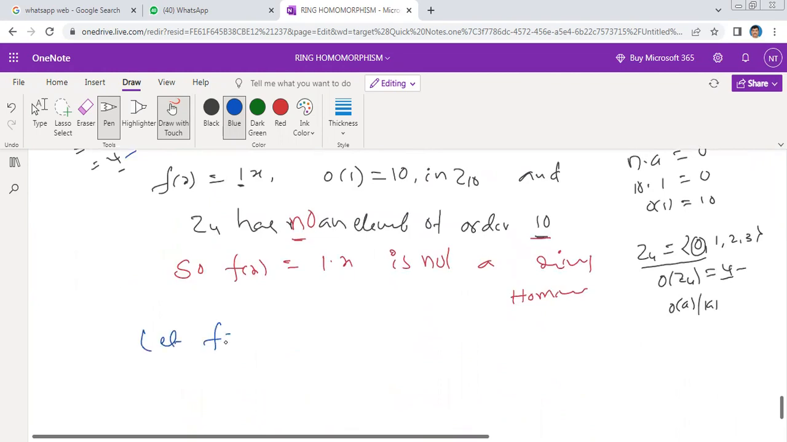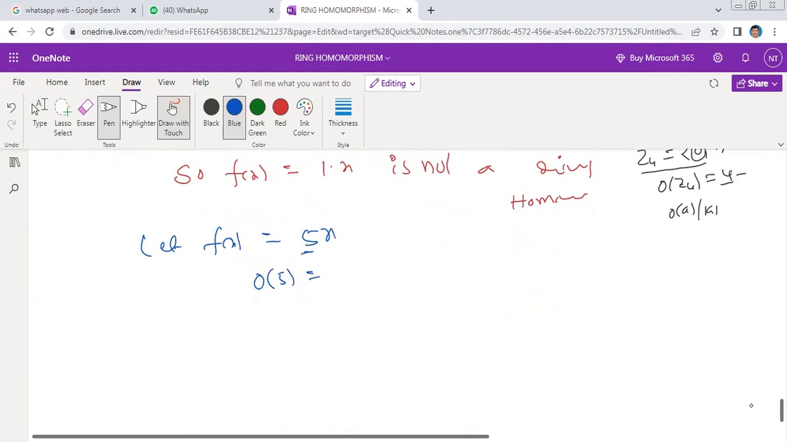Let f(x) = 5x. What is the order of 5 in Z10? Tell me the order. In Z10, what happens to the order of 5? 2 times 5 is equal to 0. So the order of 5 is equal to 2.